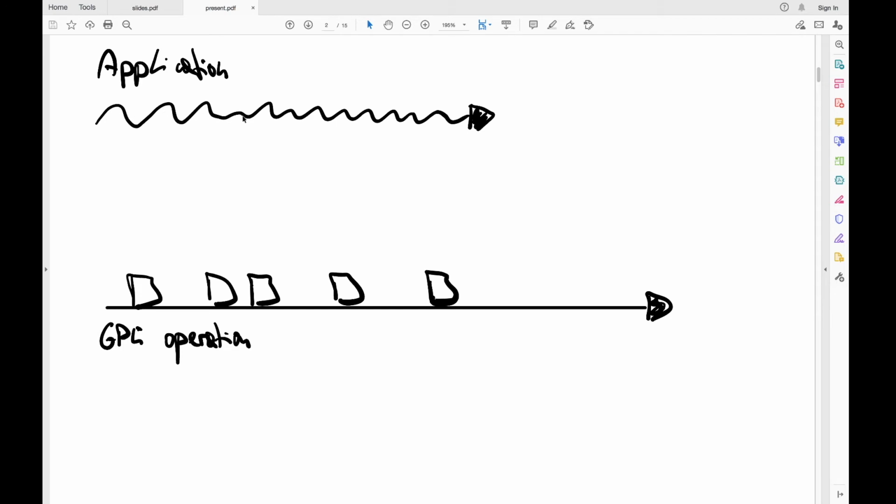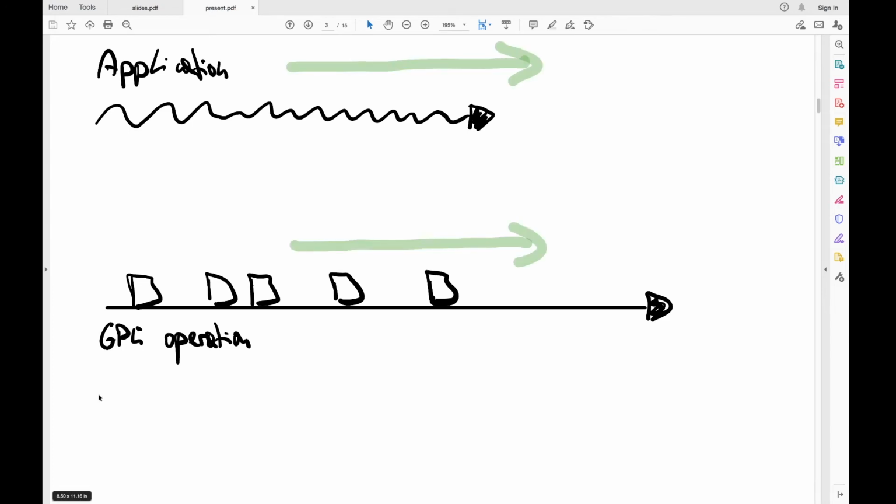Our application runs in an operating system process, and the GPU also does some work. As it's a coprocessor, it per se runs in parallel to the CPU. So we have those two entities, our application on the one hand and the GPU on the other hand, that operate in parallel.